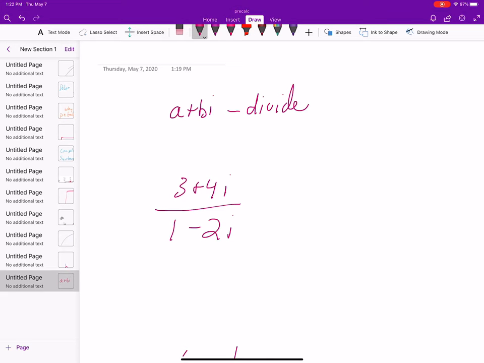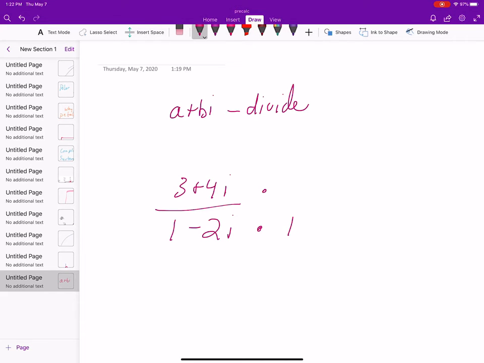So we're going to divide this, and we're not changing it into trig form. We're keeping it in A plus BI form. That's the way I interpreted the question. To do that, you're going to multiply by the conjugate of the bottom. Because i is a square root, you can't have a square root in the bottom. So to fix that, you're going to multiply by the conjugate.